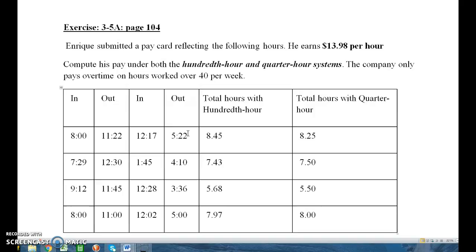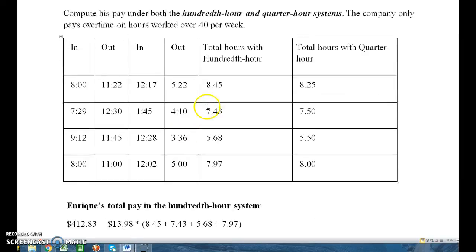So if it was the 100th hour, remember it's the number of minutes divided by 100, it's 8.45. On the quarter hour, remember it's every 15 minutes, so the total hours on a quarter hour is 8.25. On the second day, it would be 7.43 because that's how many minutes he's over. And remember, on the quarter hour it's 7.50. The third day is 5.68, 5.50 under quarter, and 7.97 under the 100th, and 8 hours under quarter.